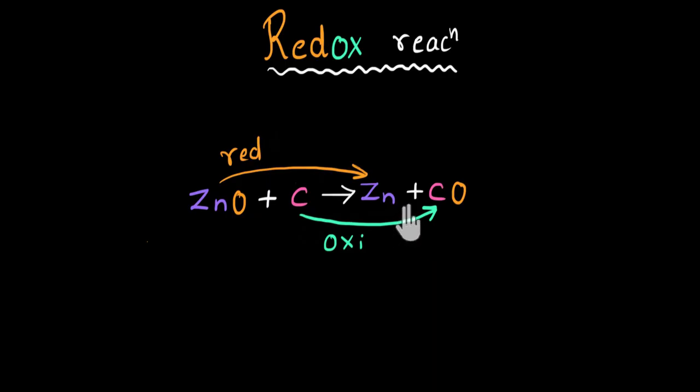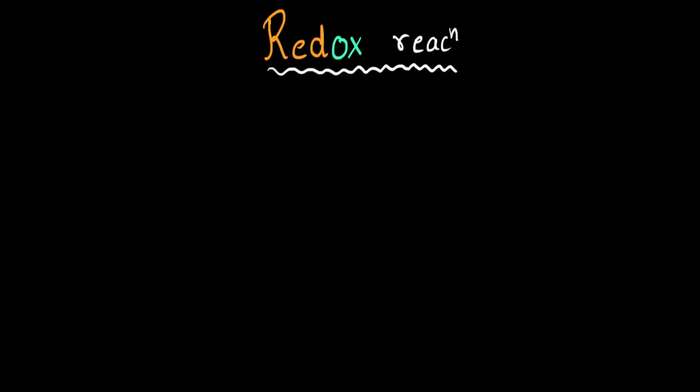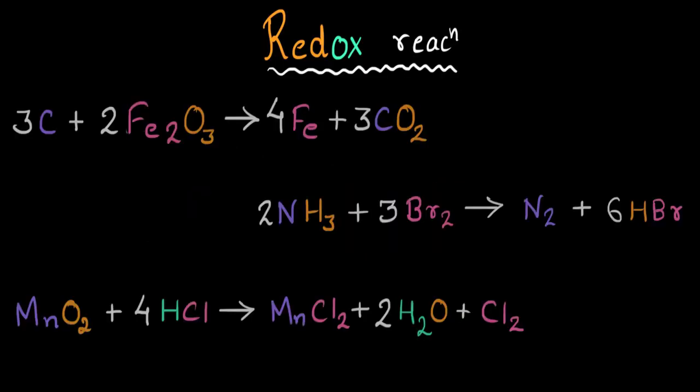Now, if you understand this, let's solve some more problems. For each of these reactions, let's try to find out which element is undergoing oxidation and which is undergoing reduction. And before I solve it for you, why don't you pause and try it yourself first? Now, if you have tried it, let's see. So here I have carbon reacting with iron oxide and giving me iron plus carbon dioxide.